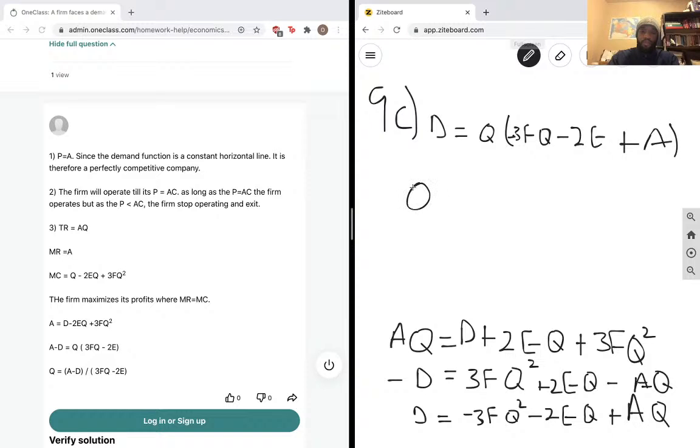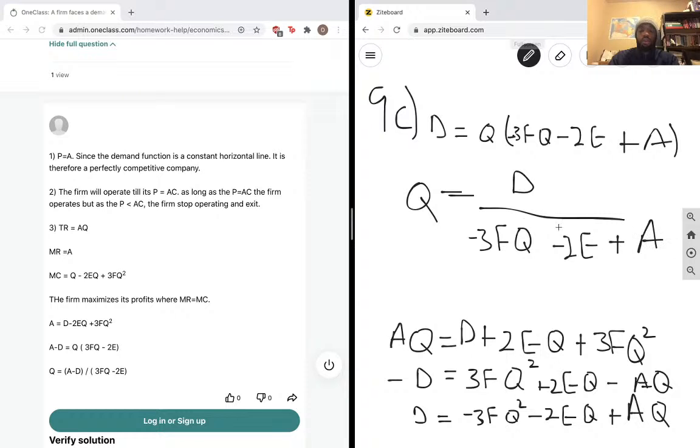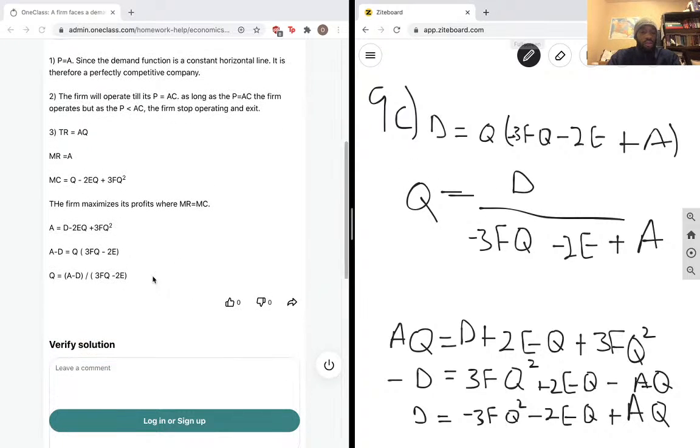And Q would equal D over minus 3FQ minus 2E plus A. And this would be our profit maximizing output, this quantity right here. And I don't agree with this, so we'll say it's wrong.